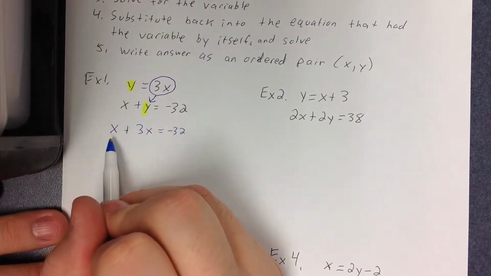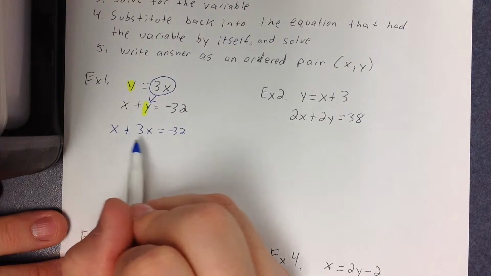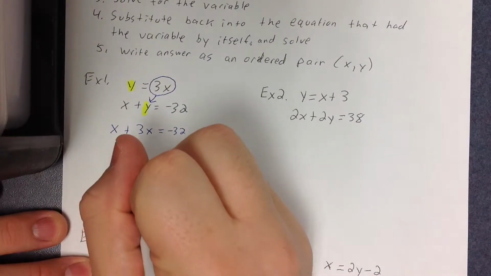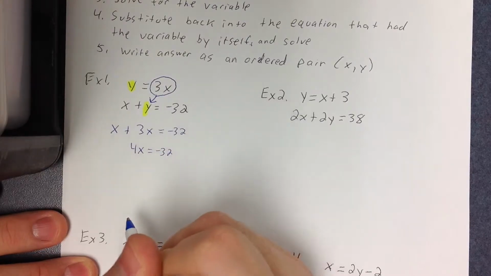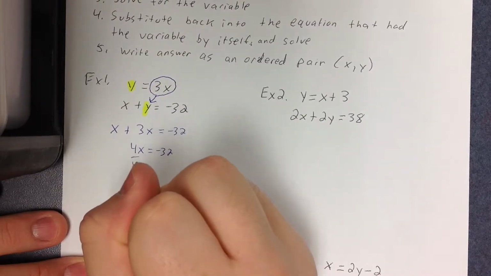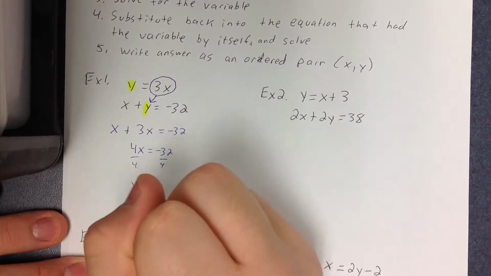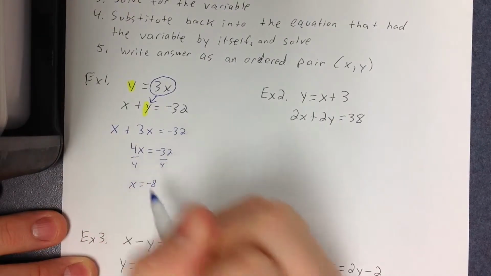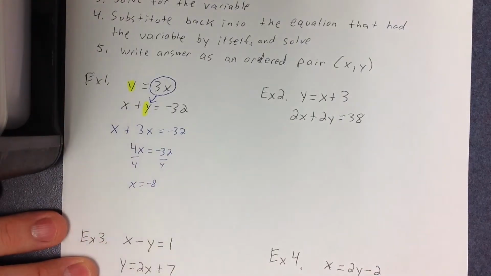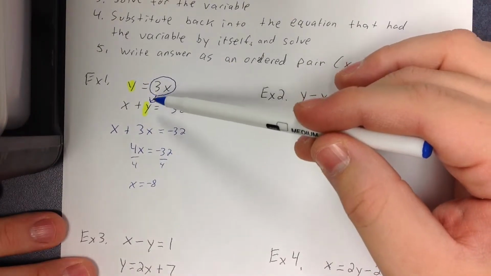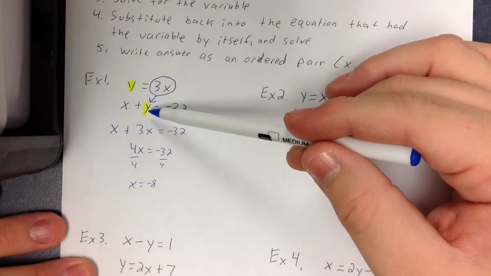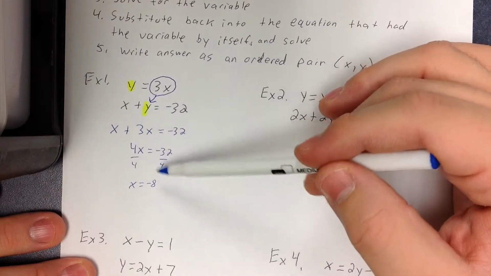Then I just solve this like a normal equation, so I can combine these because they're on the same side. So x plus 3x gives me 4x, and then I divide both sides by 4. So I get x equals negative 8. So that's the first step as far as looking for the variable. Second step, substituting. Third, solving for a variable.